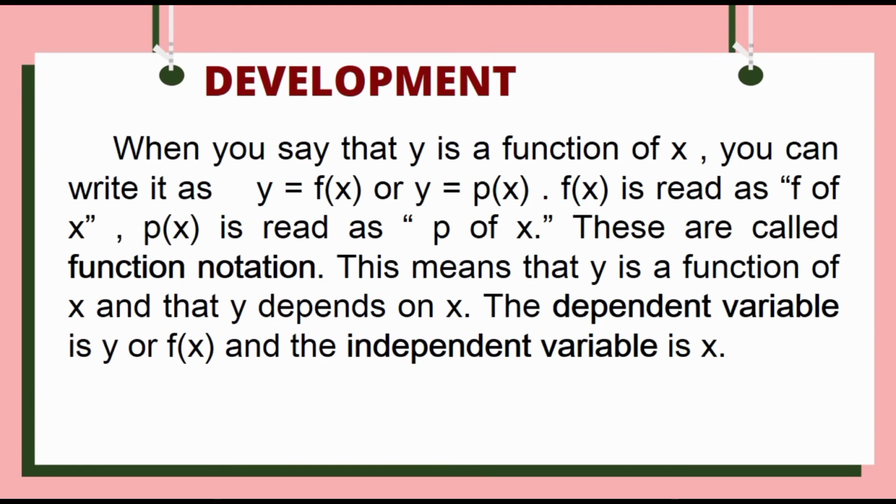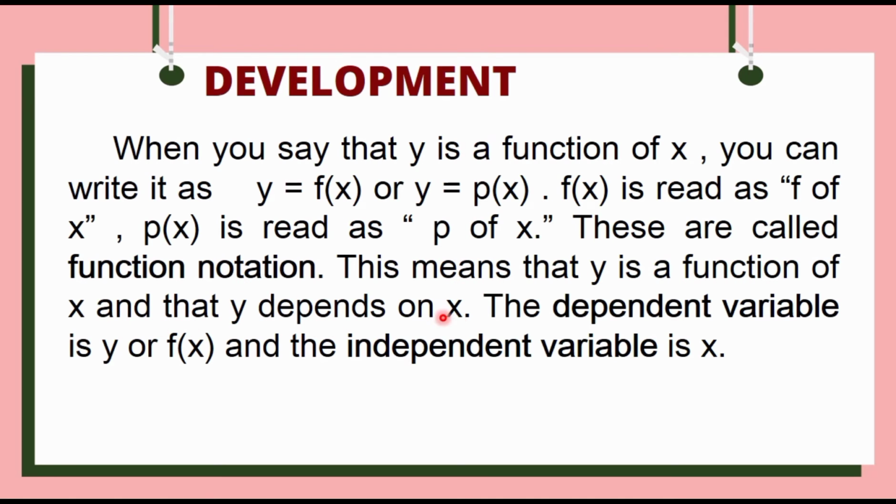When you say that y is a function of x, you can write it as y is equal to f of x, or y is equal to p of x. F of x, or this expression, is read as f of x. P of x, or this is p of x. So itong ating expression na to, that is what we call p of x. These are called function notation. This means that y is a function of x and that y depends on x.